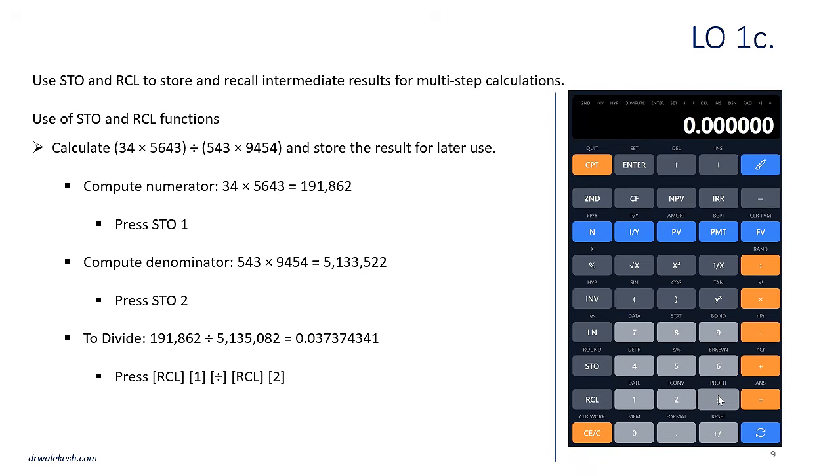So let's get started. 3, 4 times 5, 6, 4, 3 will be equal to what? So we have it here. So what we need to do is to store this. You can store this on any number, but let us store it on 1. So you press STO, then 1.